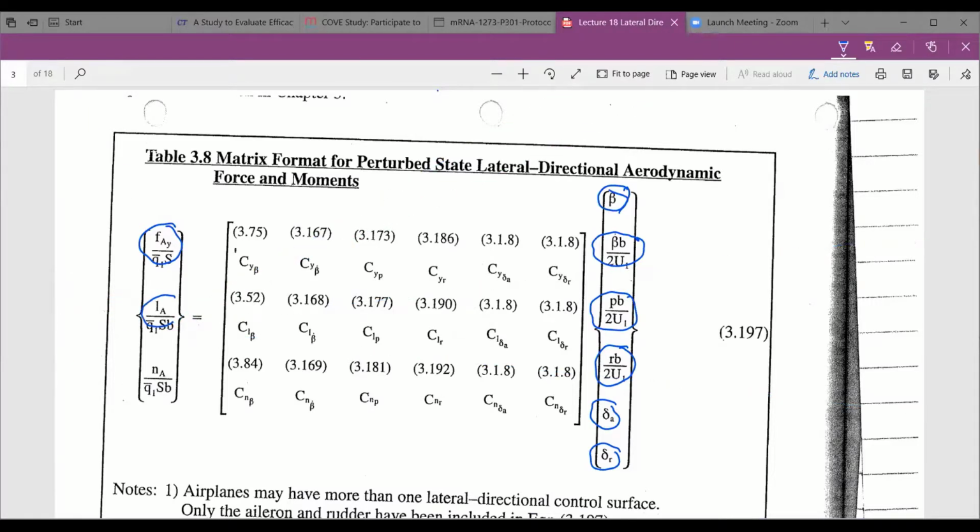We're going to do the rolling moment and the yawing moment as well. So just like longitudinally, we're going to develop each of the columns. The first one is CY beta, CL beta, and CN beta. These are really easy because we already talked about all of these. So the development goes just like the longitudinal.